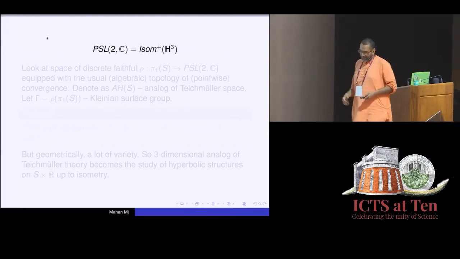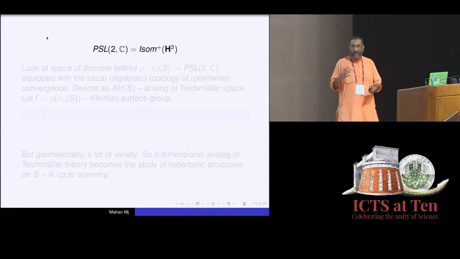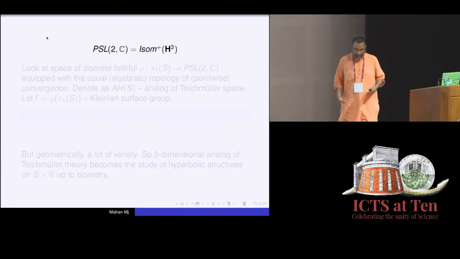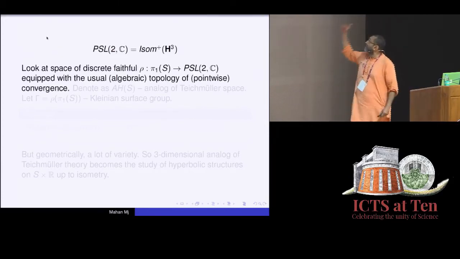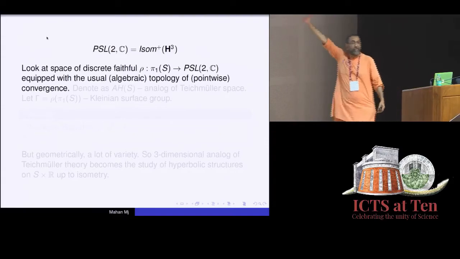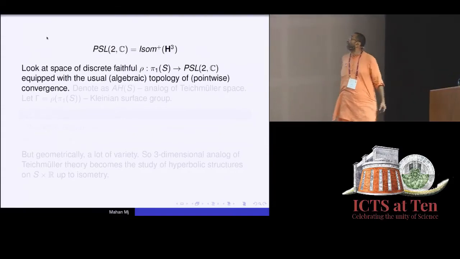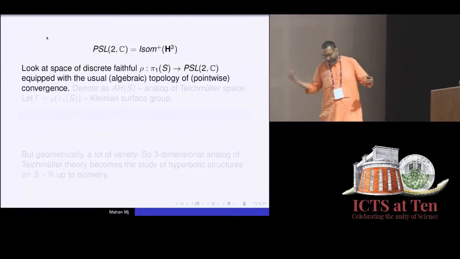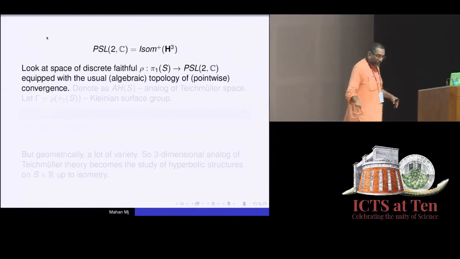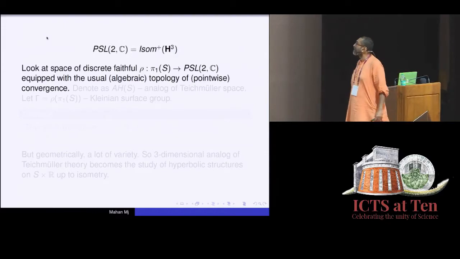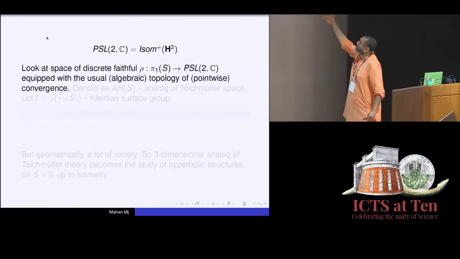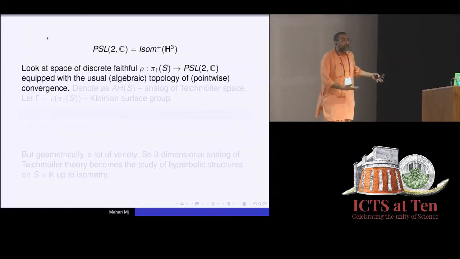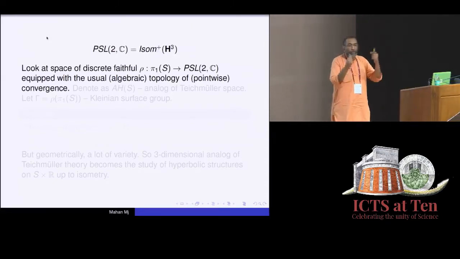So what are we looking at? If we want to generalize surfaces with geometric structures, we're really looking at discrete faithful representations of the fundamental group of a surface into PSL2C. Now you have to have a topology, which is something that I had conveniently shoved under the rug when I was talking about Teichmuller space. So there's a topology, and it's the naivest topology that you can think of. It's the topology of pointwise convergence.